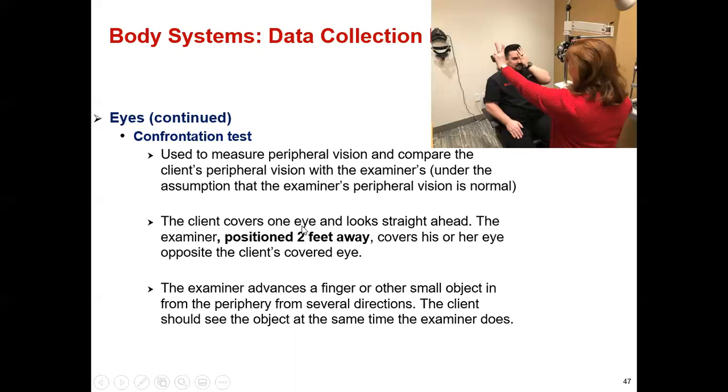The client covers one eye and looks straight ahead. So you see the patient cover one eye. The examiner's position is 2 feet away. The examiner also covers his or her eye opposite the client's covered eye. The examiner advances a finger or other small object in from the periphery from several directions. The client should see the object at the same time the examiner does.